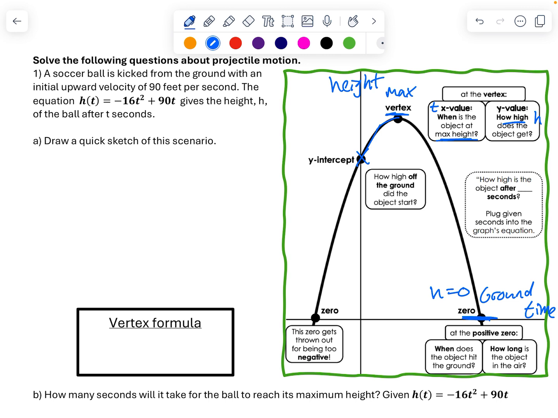The first question says, a soccer ball is kicked from the ground with an initial upward velocity of 90 feet per second. The equation h equals negative 16t squared plus 90t gives the height h of the ball after t seconds. Notice that 90 fits into the equation. Quick sketch of this scenario. We've got a little person, and they're kicking a soccer ball. On this graph, the height of the ball is the y-axis, and how long the ball's been in the air is the x-axis, so that's our time.